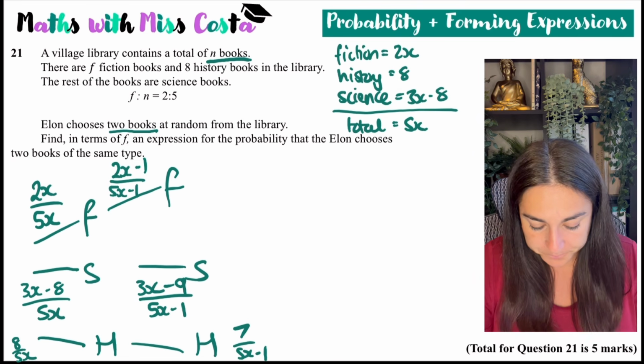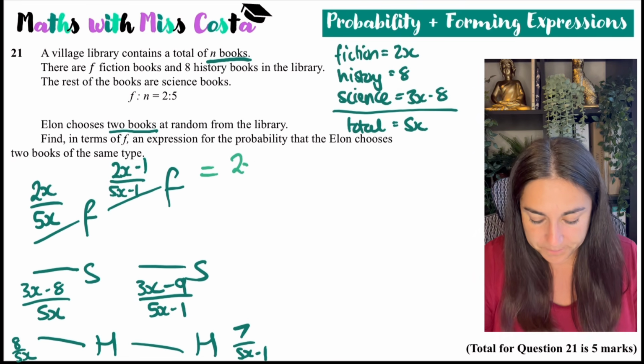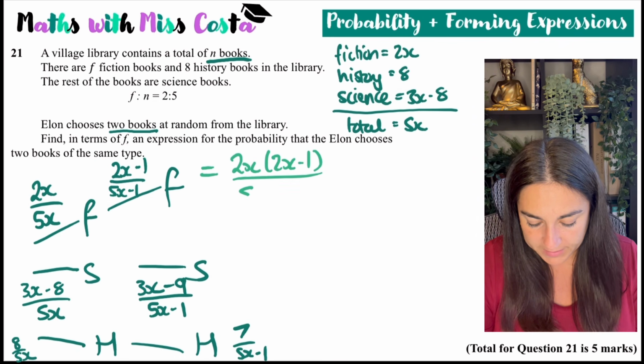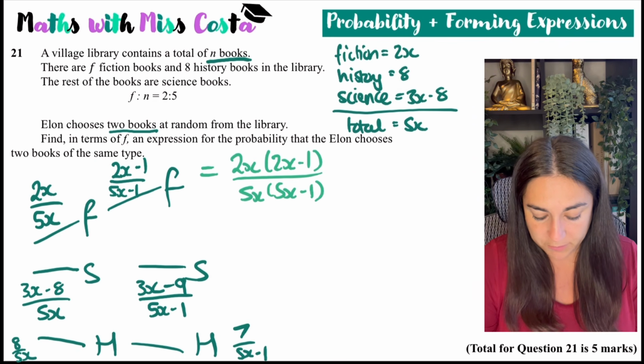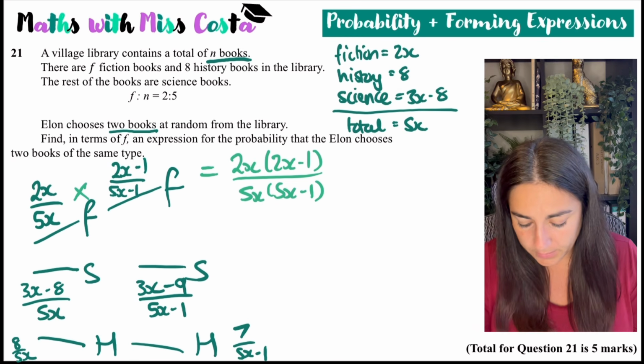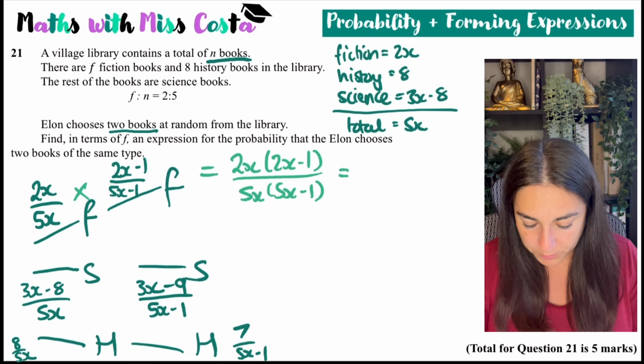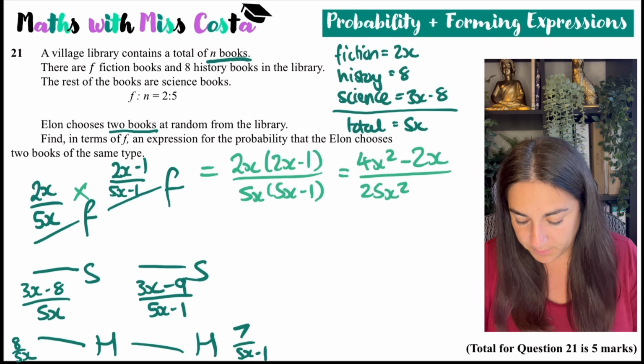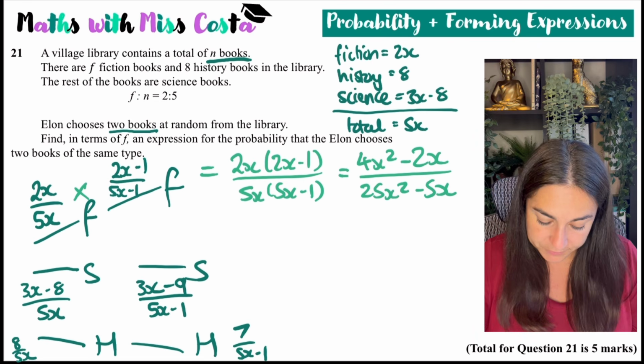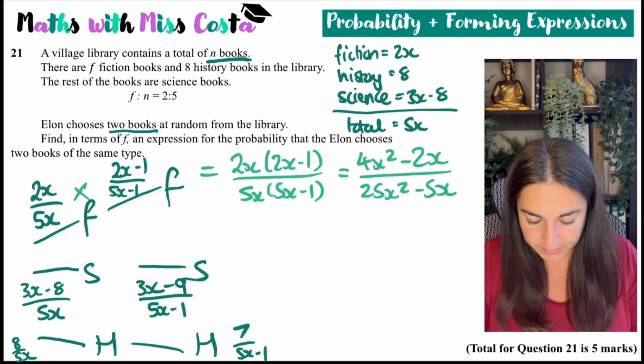So we're just going to have some expressions. So for fiction, the probability would be 2x over 5x times 2x minus 1 over 5x minus 1. I'm just multiplying the fractions together, which would be 4x squared minus 2x over 25x squared minus 5x. Okay, so that's for 2 fiction books.